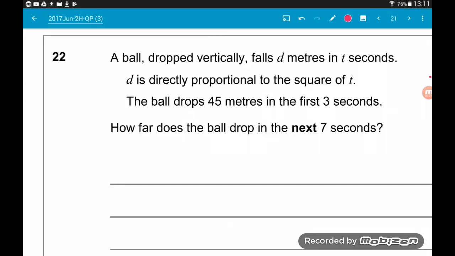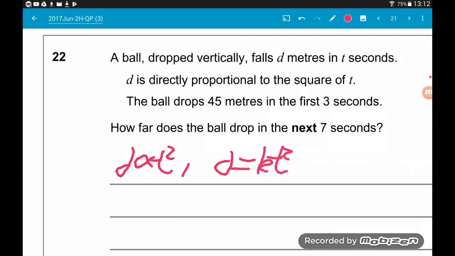Okay, question 22, so it's a proportion question. A ball dropped vertically falls d meters in t seconds. D is directly proportional to the square of t. So that's the first important part. From that, we can write down D is proportional to t squared, and thus D is equal to k times t squared. So that is our proportion and our formula.